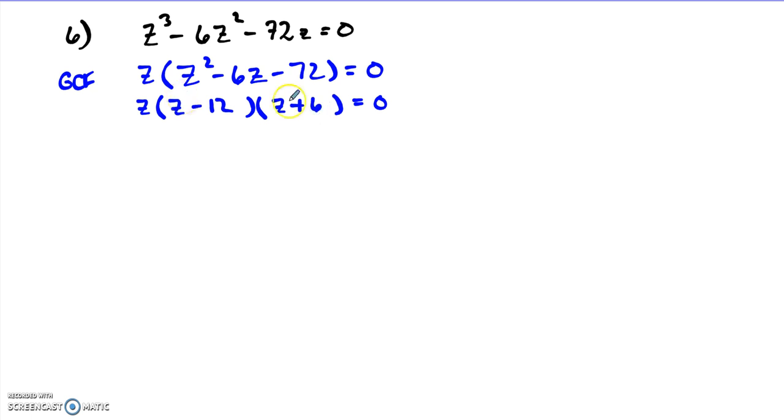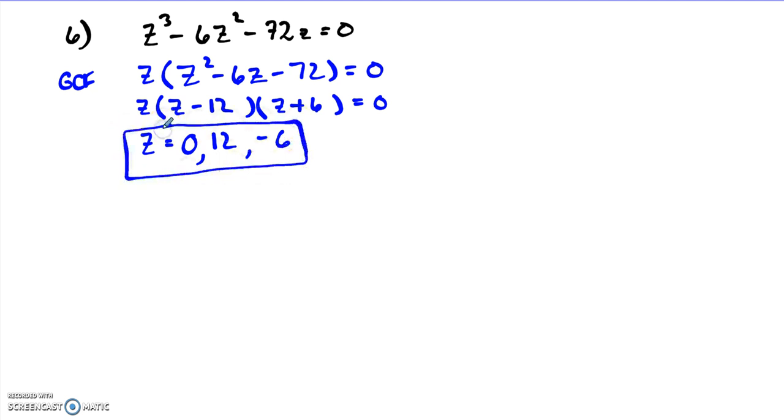So I look and I don't have anything that's to a squared power that I could try to factor. I'm going to just go ahead and find the zeros from here. So this alone is going to be 0. Here we have 12, and here we have -6. So I have 3 real zeros in this problem.